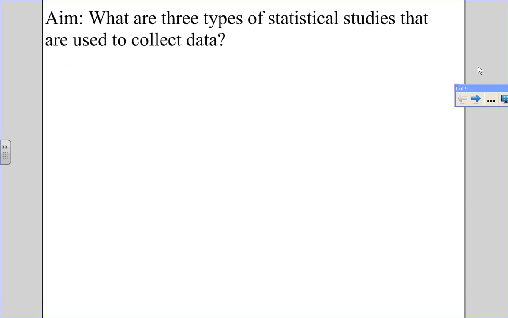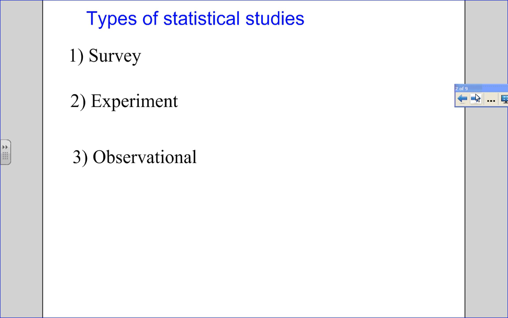Our aim for this video is: what are three types of statistical studies that are used to collect data? Okay, so there's three types of studies we're going to look at, and they are the survey, the experimental study, and the observational study. So let's look at the survey first.